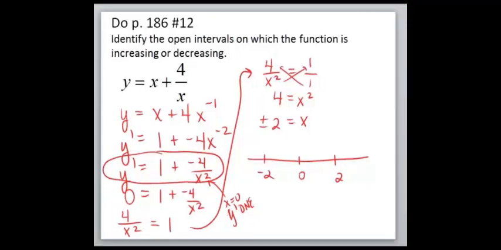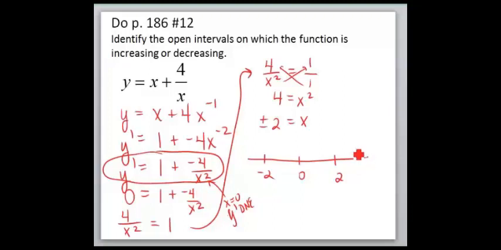I'm getting ready to test the intervals, and so that's what I'm going to do right now. When I'm testing the intervals, I am going to just try numbers in between here, and I'm going to put them into the first derivative because I'm curious what's going on with the first derivative. Is it positive or negative? So I don't actually have to come up with the exact value. I just need to know if it's positive or negative.